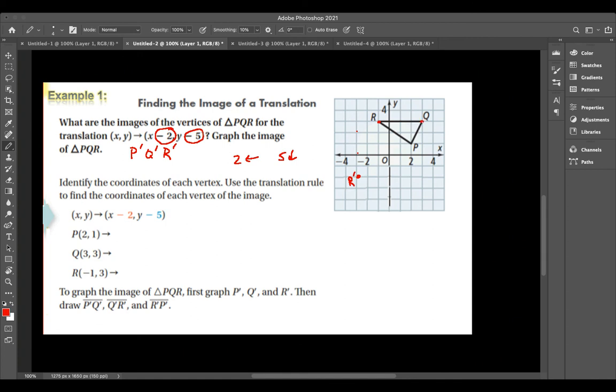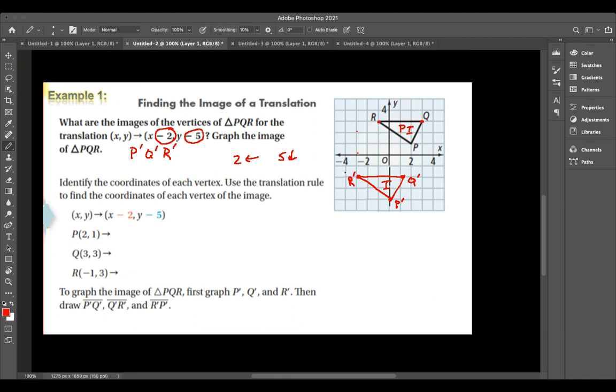Now you can do Q. 2 over, 1, 2, down 1, 2, 3, 4, 5. There's Q primed. P, over 2, 1, 2, down 5: 1, 2, 3, 4, 5. Boom, right there, and it's P primed. And then you just make your lines. Connect your dots. And there's your new image. This is the new image, and this is the pre-image.